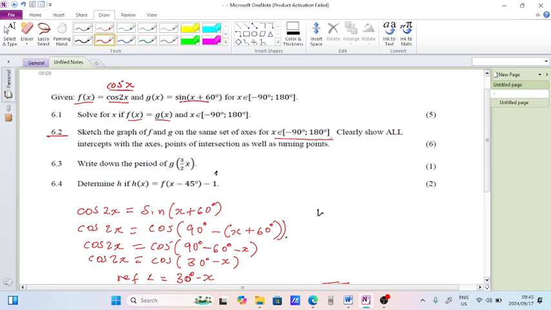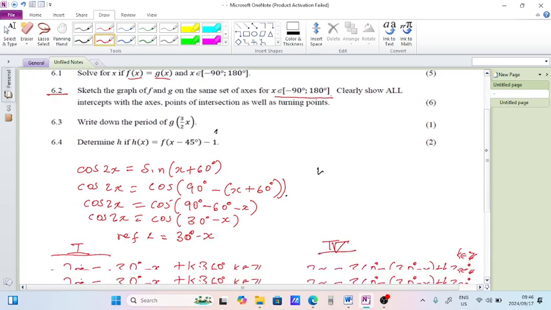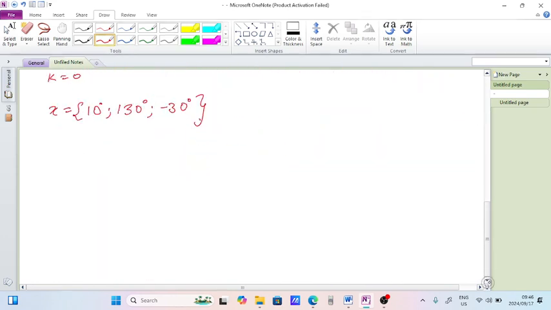Now what happened here on the original graph of sine x? It shifts 60 degrees to where? To the left. So if you draw the original graph of sine x and shift it 60 degrees to the left, you get your graph. Is it hard to draw the original graph? The original graph is not changing. Now let's draw them on the same set of axes, from negative 90 to the other part. Let's see if we can do them nicely.